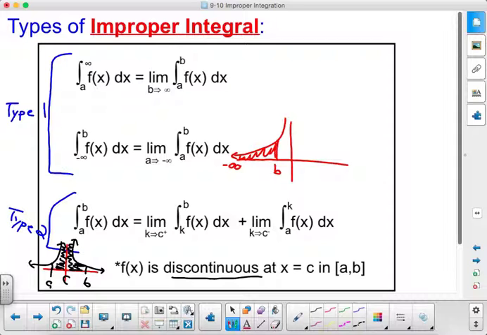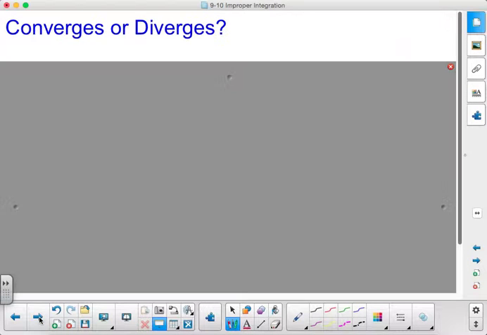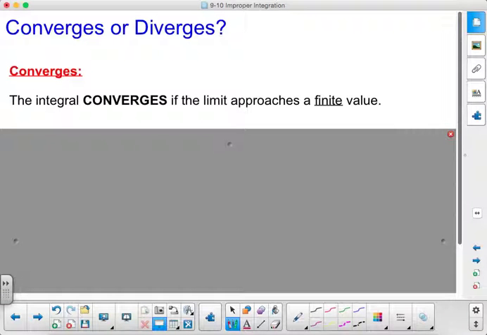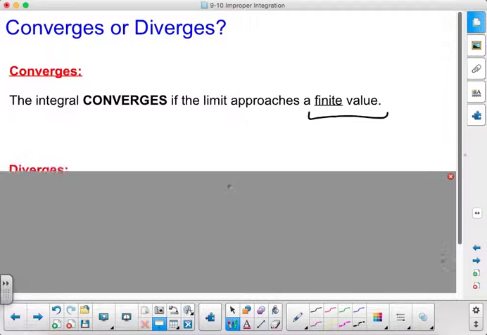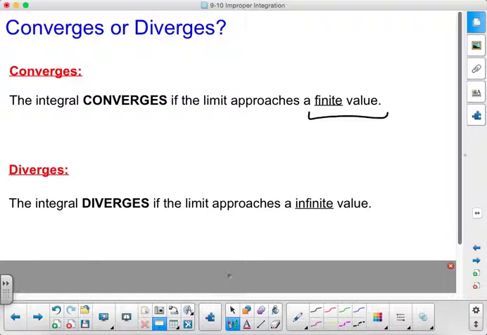I can do kind of the same idea as before. So now the two other words, I think we already noted this. Converge means that my integral converges if I get a finite value. The word converge means I actually get an answer. There's a finite amount of area there. Diverge means that I have an infinite amount of area under there, and it's not going to ever settle.